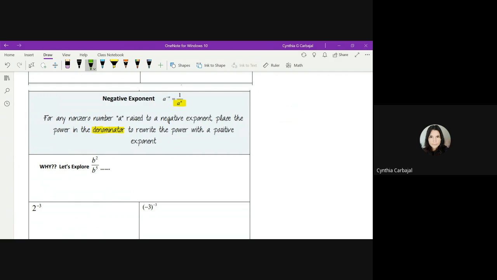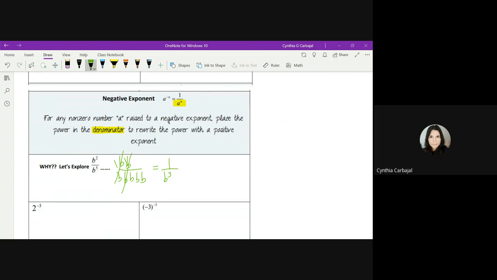Let's explore why. Let me do the exploration first. So we have b squared. That means b times itself twice. Then b, 1, 2, 3, 4, 5. Well, that cancels that out. That cancels that out. And we're left with 3 b's on the bottom, or b to the third power. Now, there's nothing on top. That doesn't mean we don't have anything. This divided to give me 1, and this divided to give me 1. 1 times 1 is 1. So we're left with 1 over b to the third power.